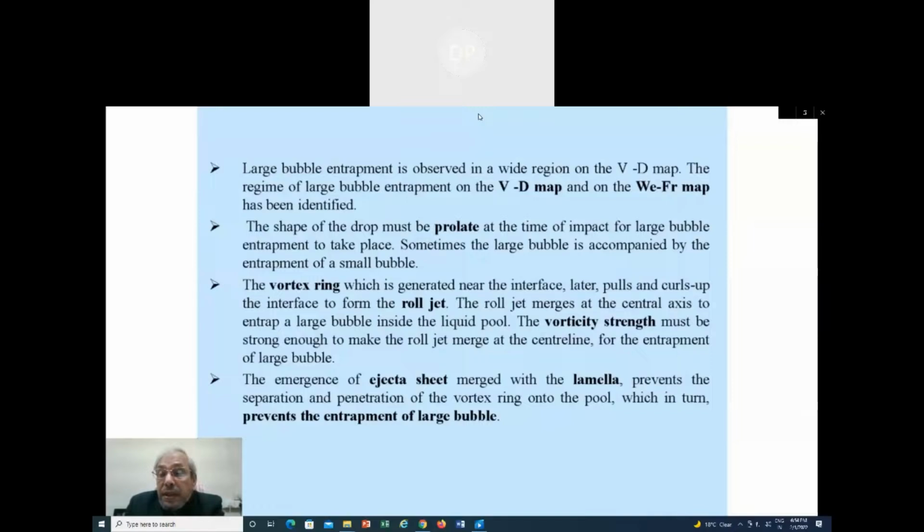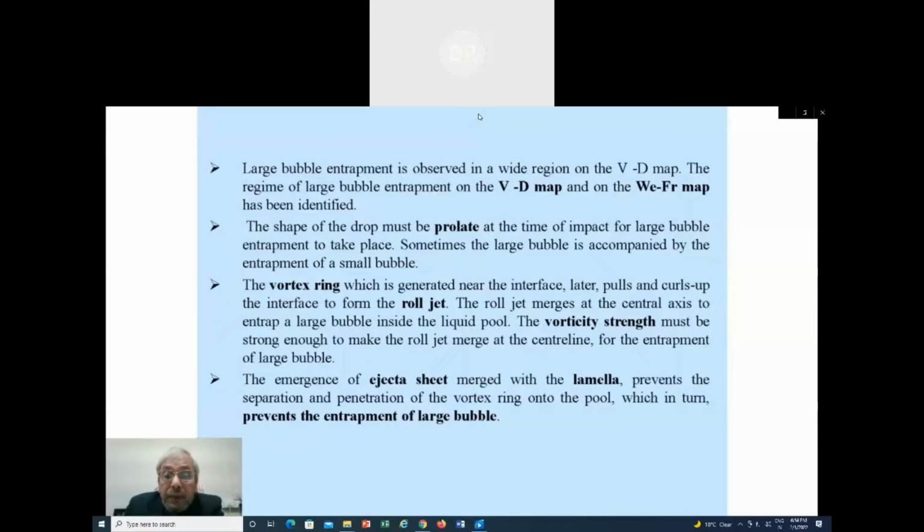The vorticity strength must be strong enough to make the roll jet merge at the center line for the entrapment of a large bubble. The emergence of ejecta sheet merged with lamella prevents the separation and penetration of the vortex ring into the pool, which in turn prevents the entrapment of a large bubble.